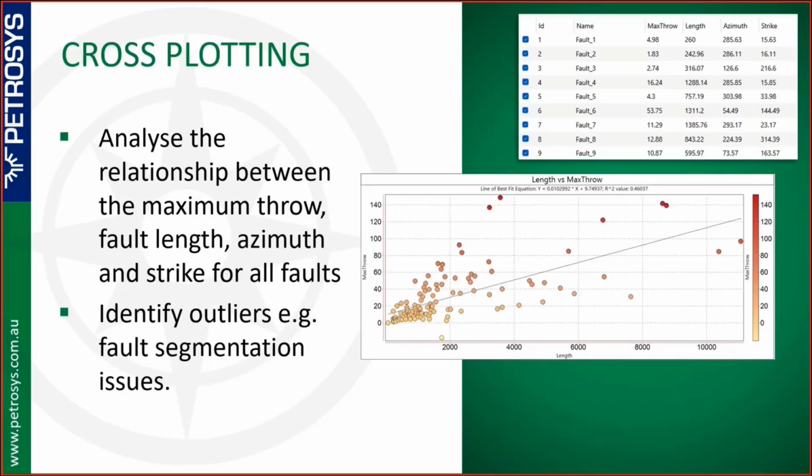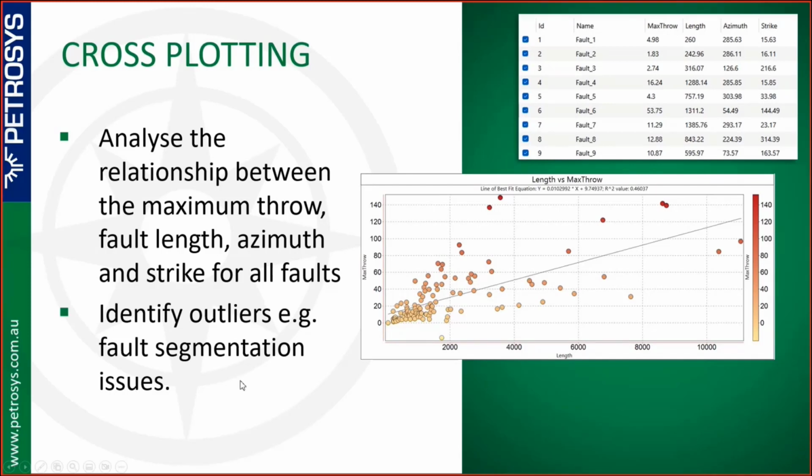On top of that, as I mentioned and showed earlier, the fault statistics tool will generate a tabular list of each of your faults. And within that, it will calculate the maximum throw, length, azimuth, and strike for each of those faults. You can take this data and cross-plot it, and I'll show you how to do that in a second, which means that you can then analyze the relationship between features such as your fault maximum throw and your fault length. Or alternatively, you can plot your azimuths against your throws and just see whether you can draw out key populations of faults.